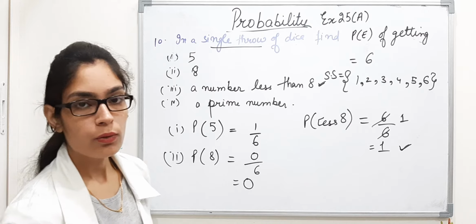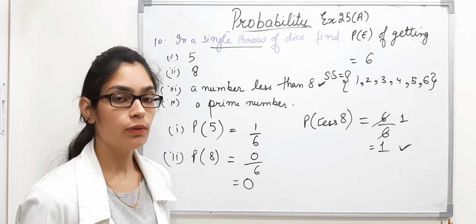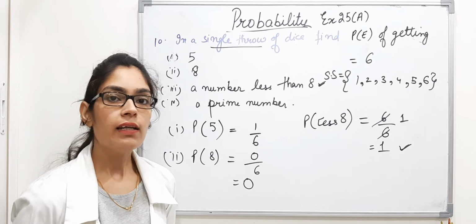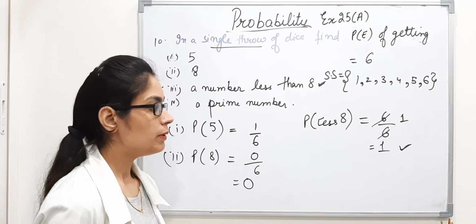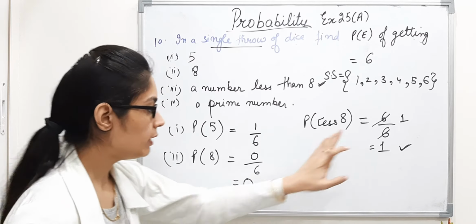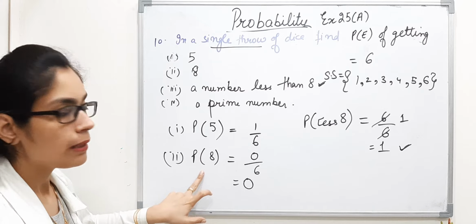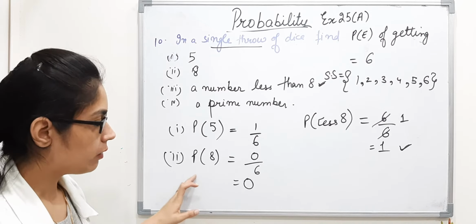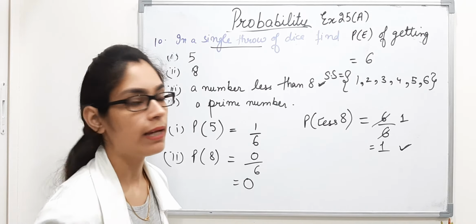So I told you, while doing the sums, you will understand more clearly about your sure event and impossible event. This type of event is a sure event and this type of event is an impossible event. One cannot happen and the other will happen every time.